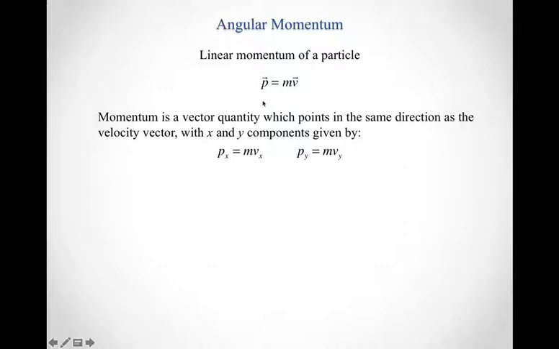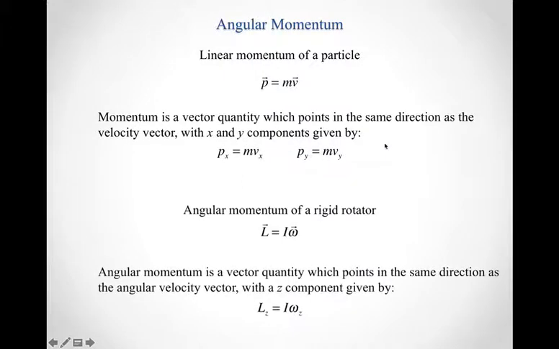The linear momentum p is equal to the mass of the particle times that particle's velocity. That momentum is a vector quantity which points in the same direction as the velocity, and its x and y components for the problems we were going to work, where the object could move in two dimensions, were given by the x component of the momentum is equal to mass times the x component of the velocity, the y component of the momentum is equal to mass times the y component of the velocity.